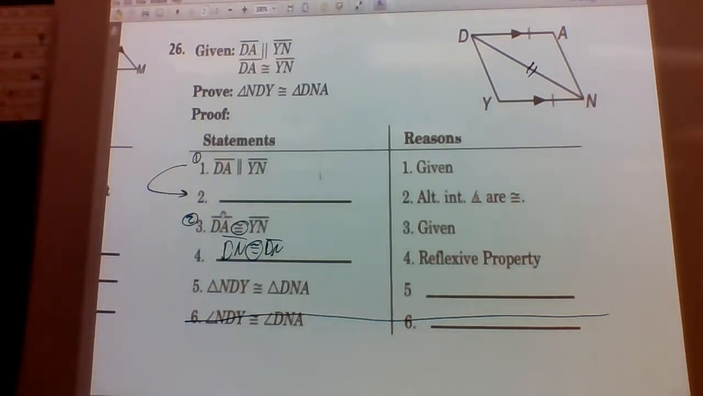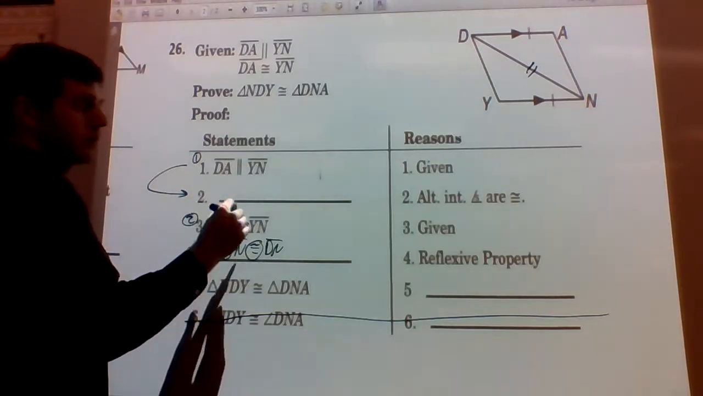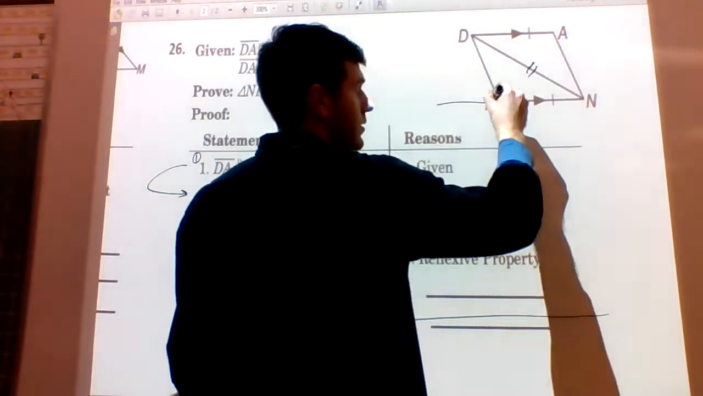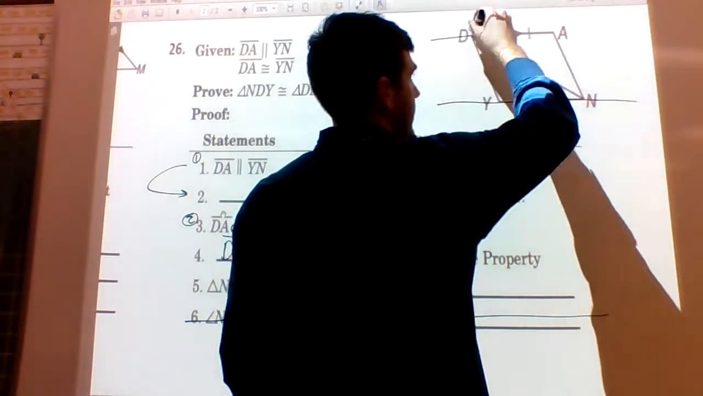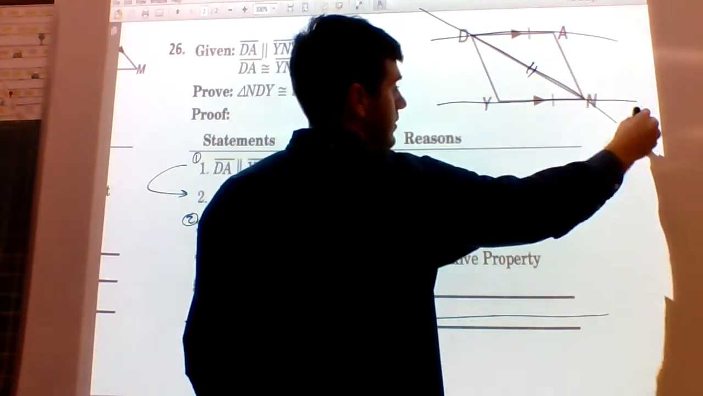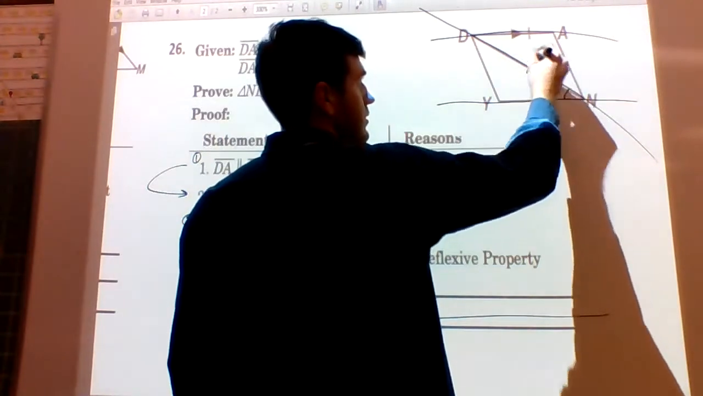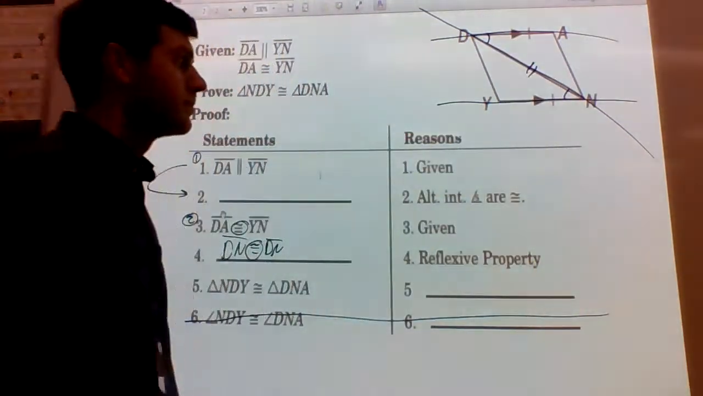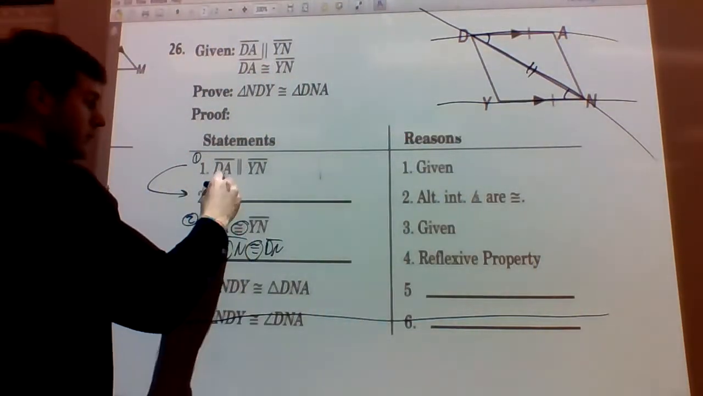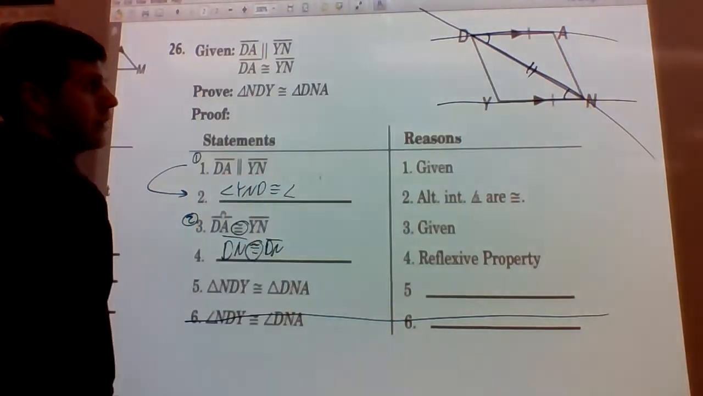Okay. So let's look for, again, parallel lines. We're looking for alternate interior angles. Okay, here's our parallel lines. Here's the transversal, DN. So where are alternate interior angles? Right here. Angle YND is congruent to angle ADN.